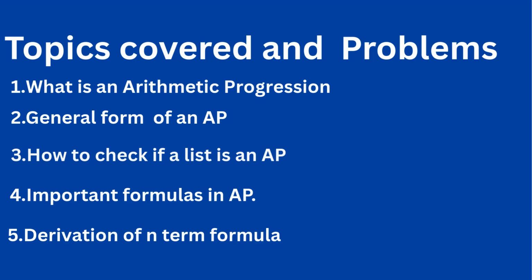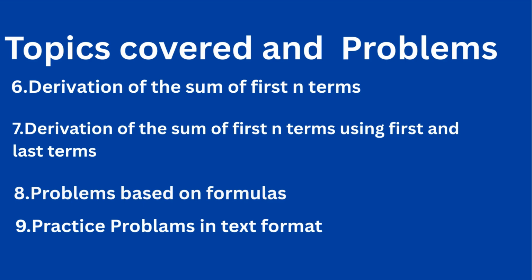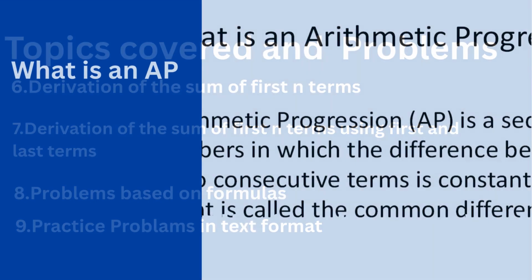Topic 3 is about, if a sequence is given, then how to check if it is an arithmetic progression. Number 4, we cover important formulas in this chapter. And then we derive those formulas. These include topics 5, 6 and 7. Topics 8 and 9 handle different types of problems for 100% understanding of the chapter.